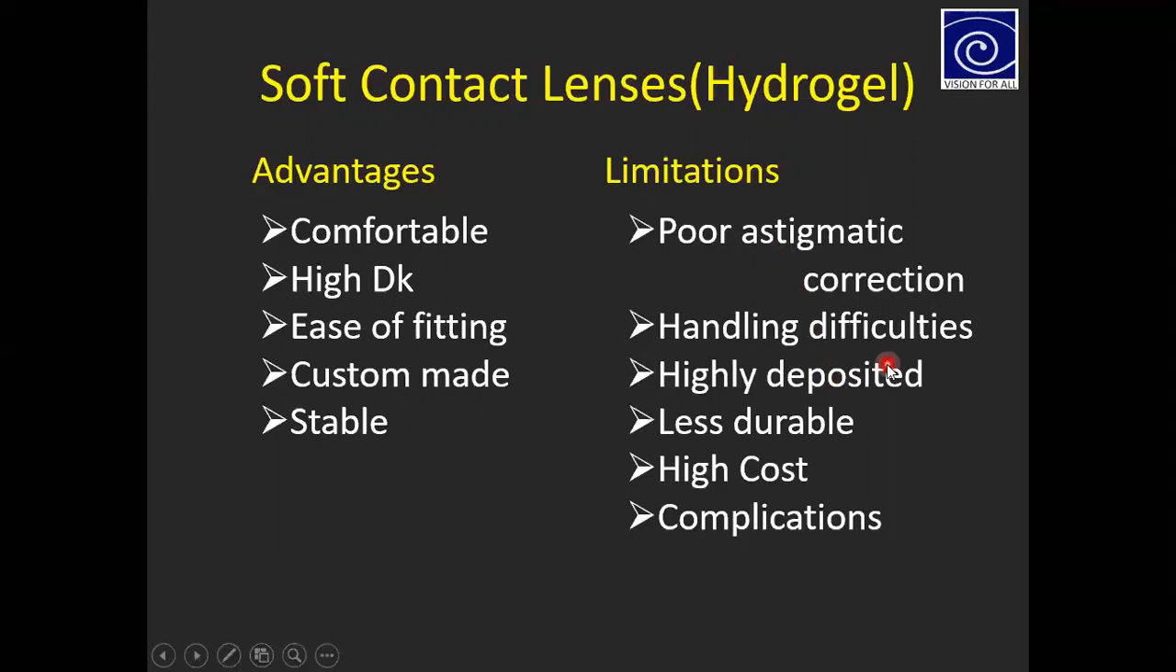Handling difficulties, in the sense that they are large in diameter, so putting and removing from the eyes is more difficult compared with the RGP lenses. Since they are soft lenses, hydrogel lenses, they have water content as well as ionicity, so they are more deposit prone. And because of that, their life is very short. They will last hardly 1 month only.